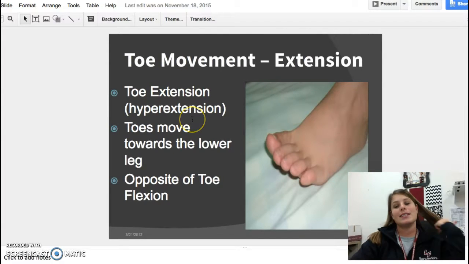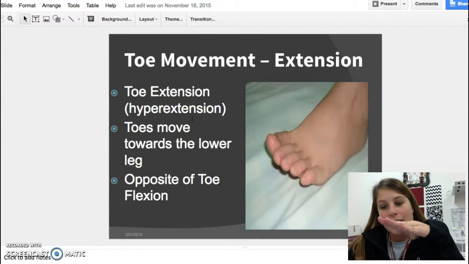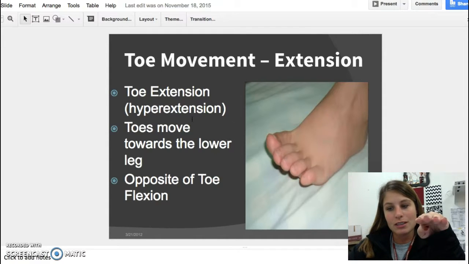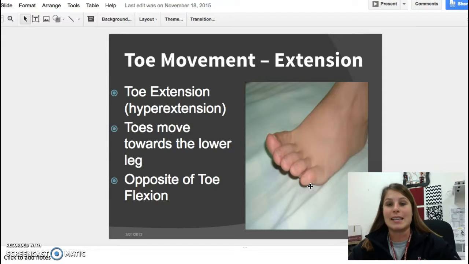Here we see hyperextension. If our toes are straight out, completely normal, this is regular extension. All right, we've got flexion, and then we've got hyperextension, and that's what the picture shows right here. The toes are being hyperextended. So we've got extension, flexion, hyperextension.